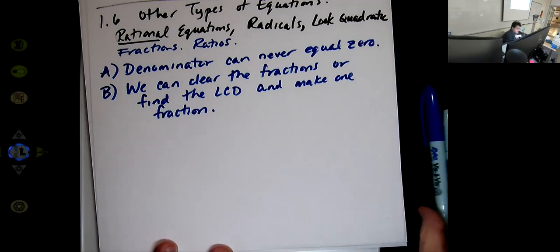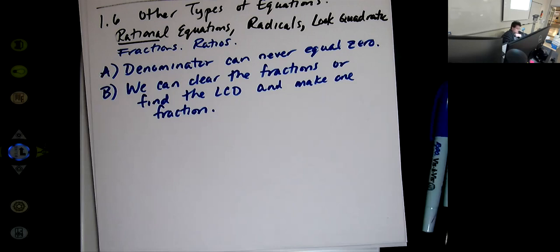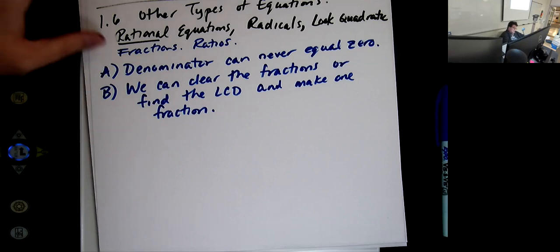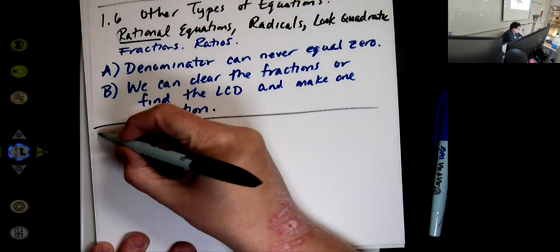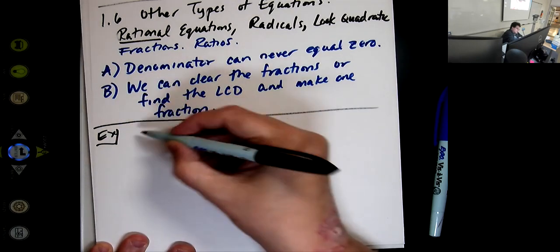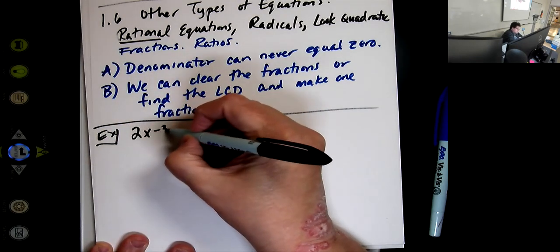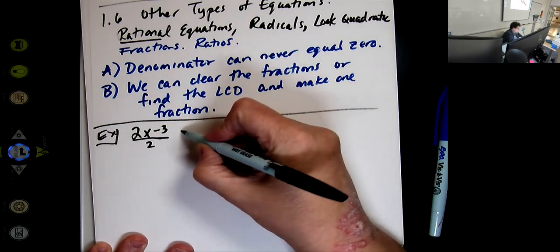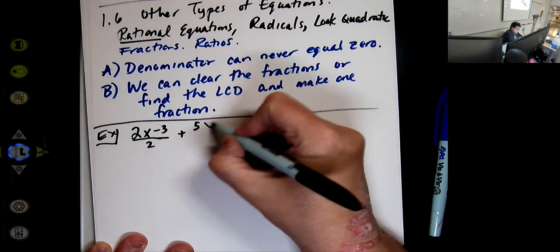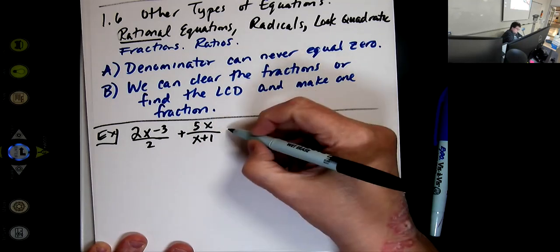I'm gonna show both by doing the LCD version first. And the reason why is it becomes pretty important on Thursday to not clear the fraction. So let's look at an example. (2x - 3)/2 + 5x/(x + 1) = x.